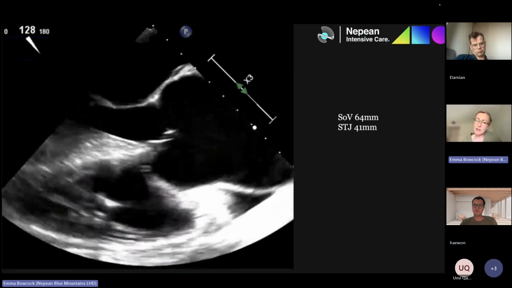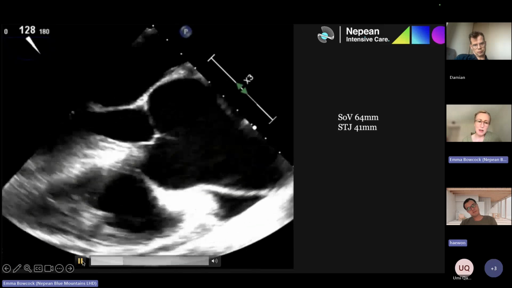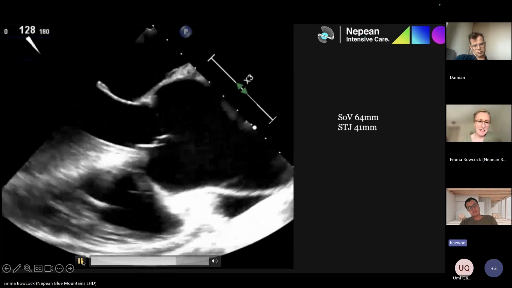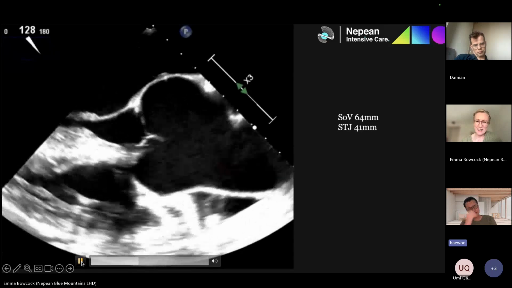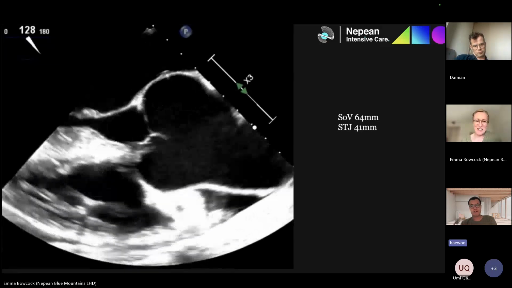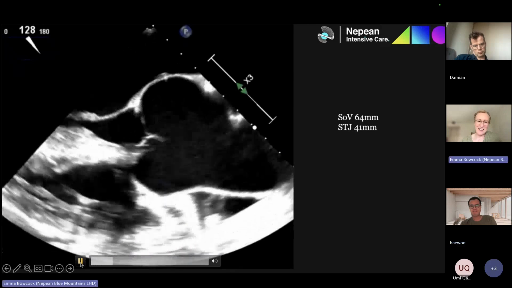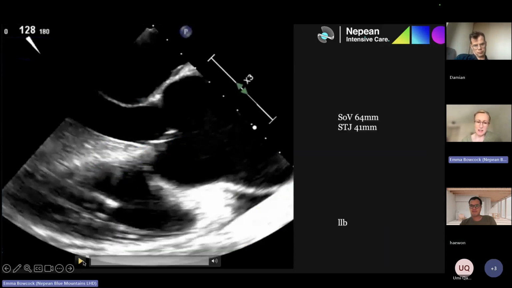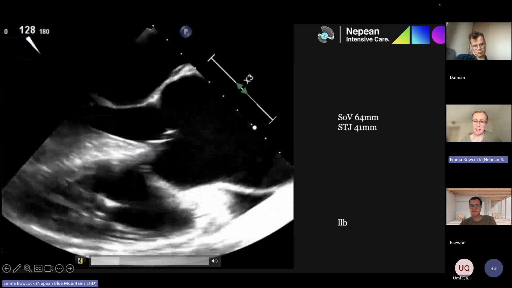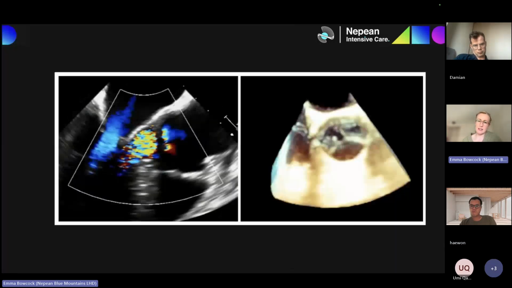What else do you notice, just out of interest, on this loop? Is there anything else that you spot going on? There's probably a metal device within the RV. Yeah, the pacing wire, isn't it? Probably, but it's hard to tell. So this would be that type 2B, where you've got all of it dilated and the sinuses of Valsalva.